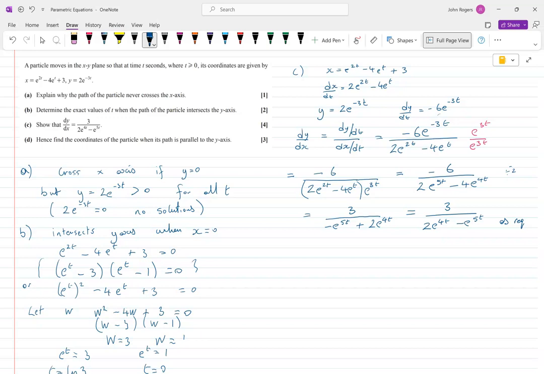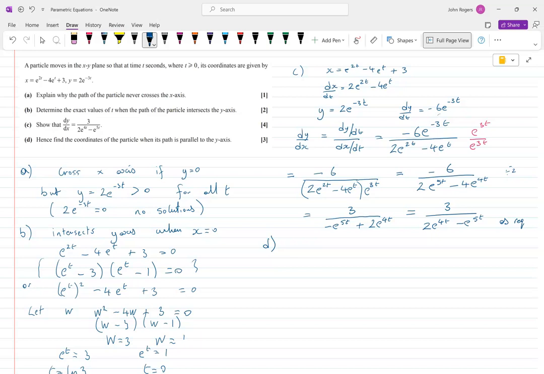Okay, and that is it for that question. And so it's 4 marks. So I don't think it's too bad. A little bit of algebra involved, but it's testing a few things. But I think we're kind of going through the motions mostly here.